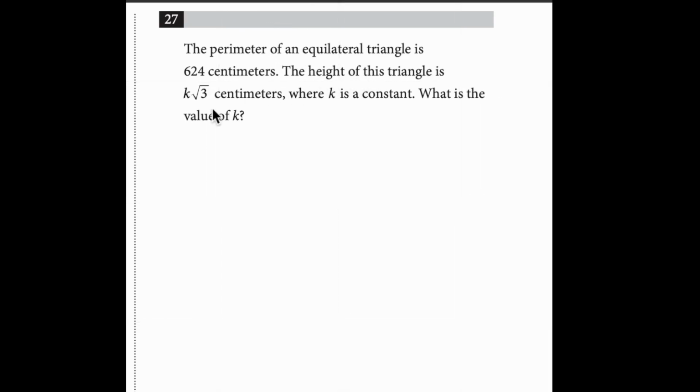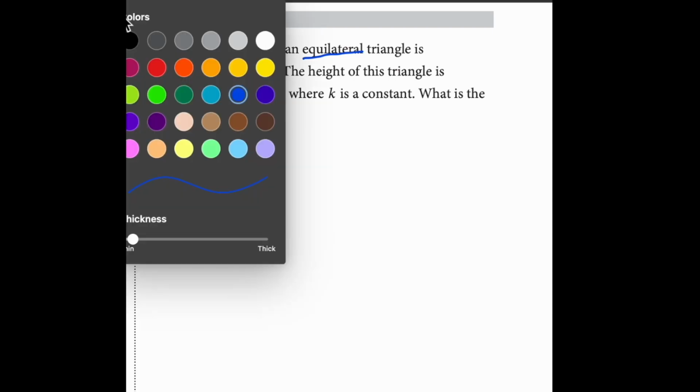The perimeter of an equilateral triangle is 624 centimeters. The height of this triangle is k radical 3 centimeters, where k is a constant. What is the value of k? As you know, in the equilateral triangle all sides are equal, and the measure of each angle equals 60. So this is 60, this is 60, and this angle is 60. As you know, the sum of the measures of the interior angles of any triangle equals 180.